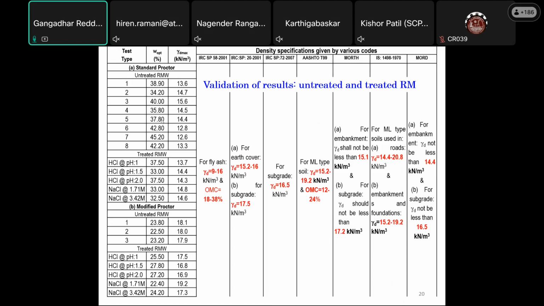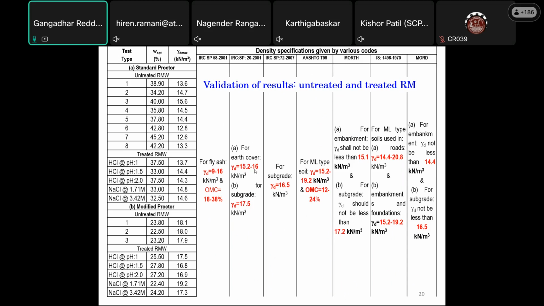So that's why, when I was telling the practical applications, if you go for modified Proctor, the density will be higher. At the same time, you have less water content and it leads to better shear strength value. So you can see how we can use red mud for different applications and the earth cover.